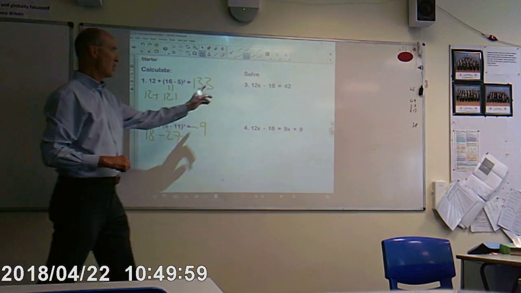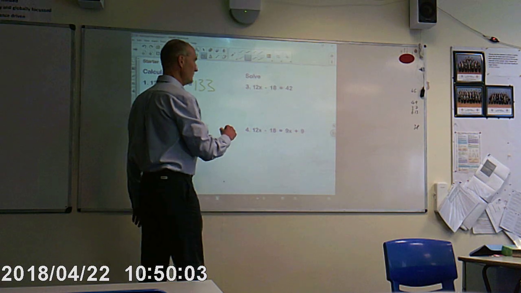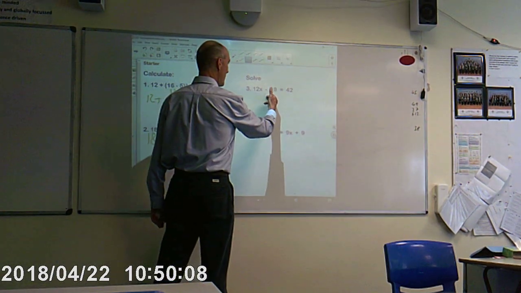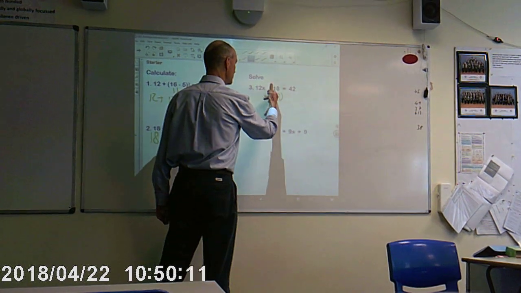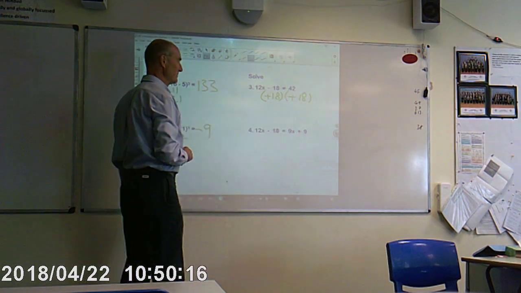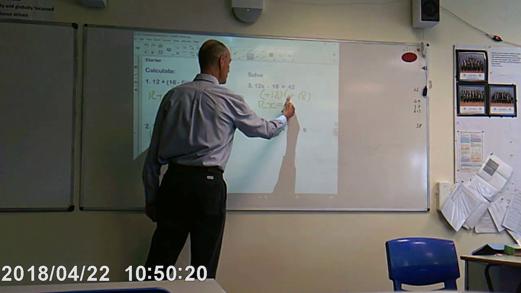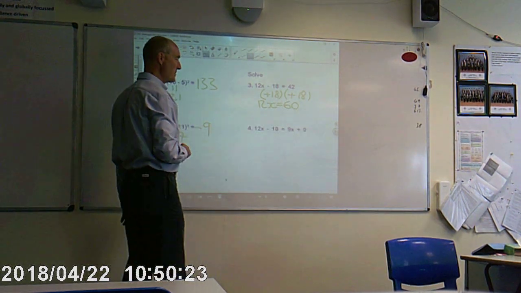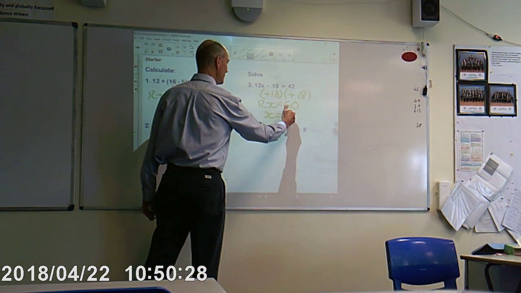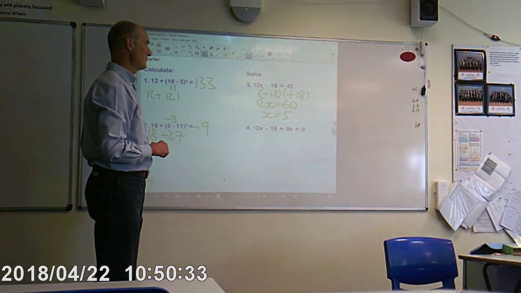Next example, solve. 12x minus 18 equals 42. We've got to get all the x's on one side and all the numbers on another. So add 18 to both sides. Add 18 to the left, add 18 to the right hand side. We've now got 12x equals 60. Divide both sides by 12, leaves us with an x on the left hand side and a 5 on the right hand side. So x equals 5.